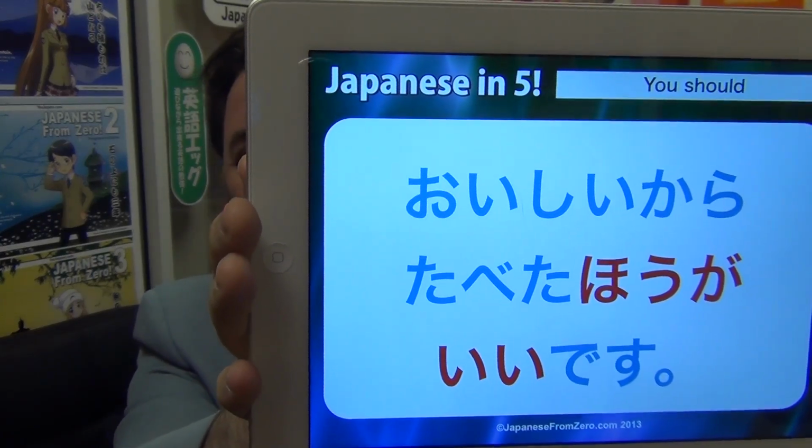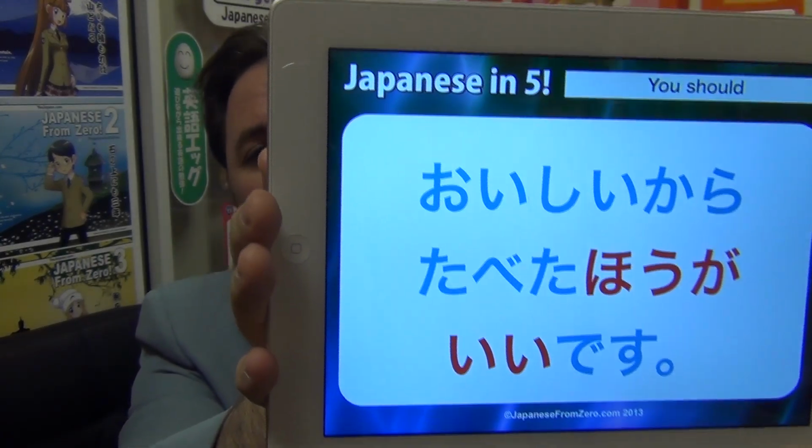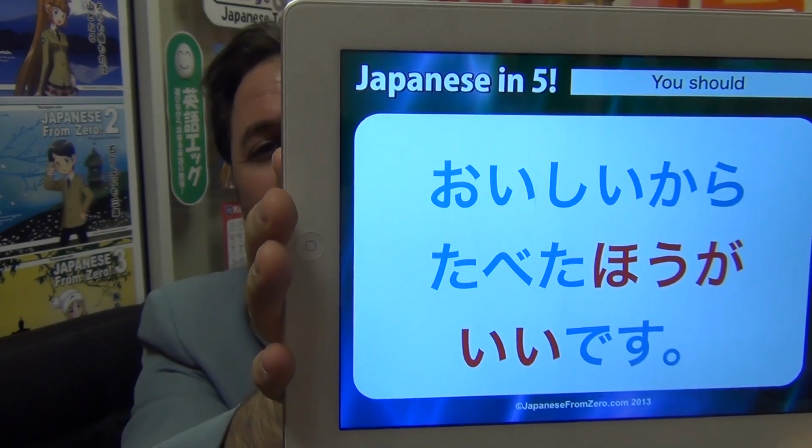Oishii kara tabeta hoga ii desu. Because it's delicious, you should eat it. Tabeta hoga ii desu. Alright?